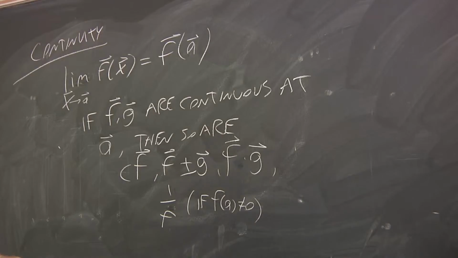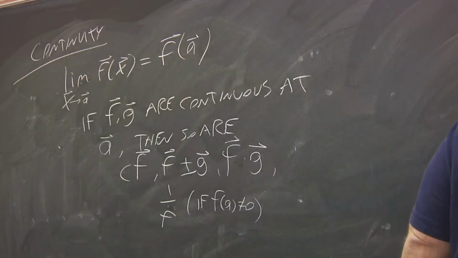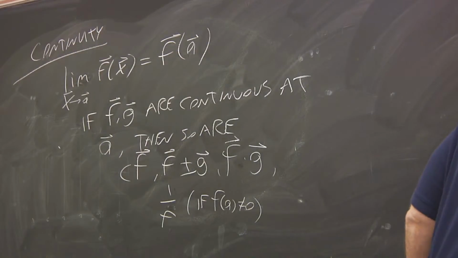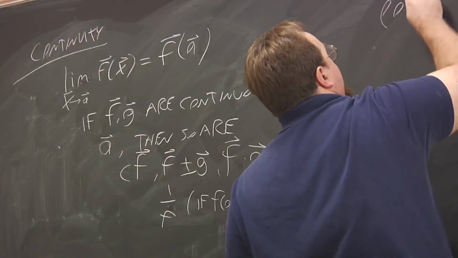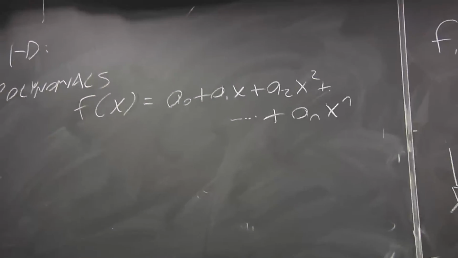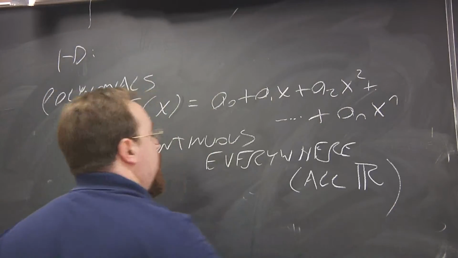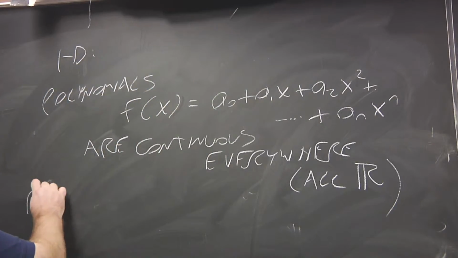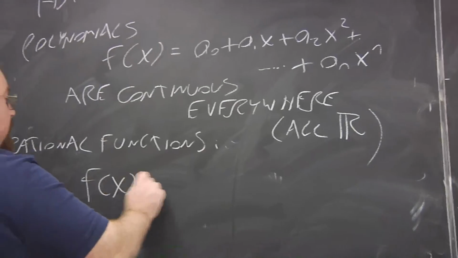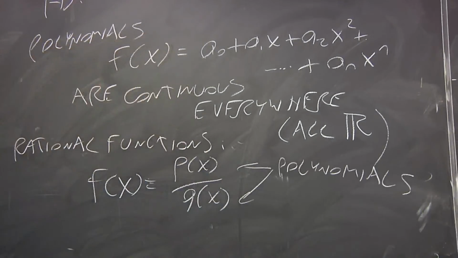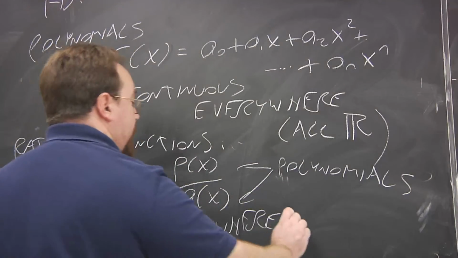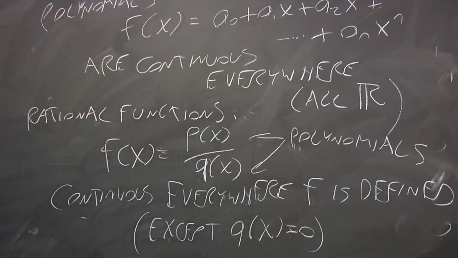Because of that, there are certain kinds of functions that we can make some sweeping statements about their continuity. We did it in the single variable case, we can do it again here. So in the 1D case, you often dealt with polynomials. You would have powers of x multiplied by constants, and you would just add them all up. And these are continuous everywhere on the entire real number line. You also had the rational functions, where a function would be a quotient of polynomials. So these are continuous everywhere that f is defined. So as long as the denominator is non-zero, this rational function is defined, so it's continuous everywhere else.